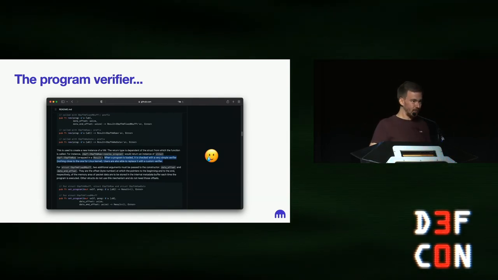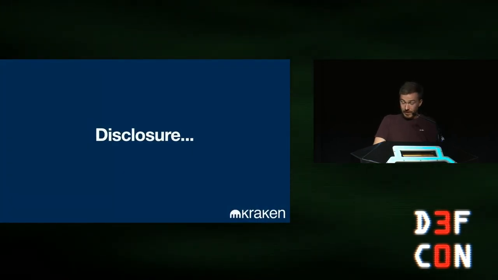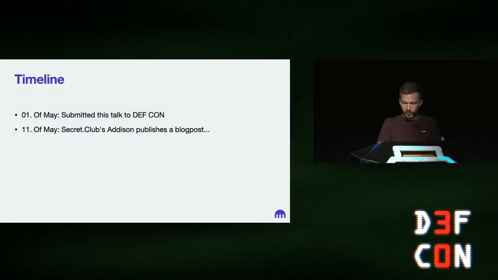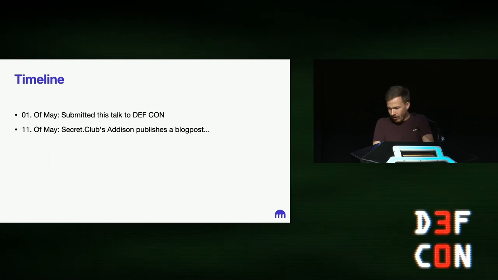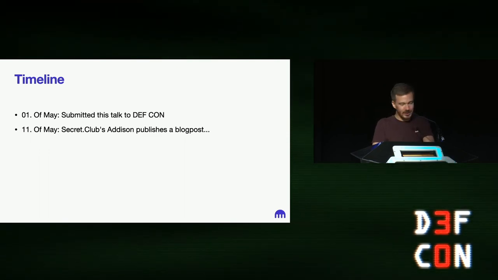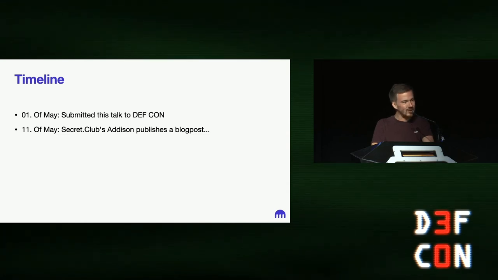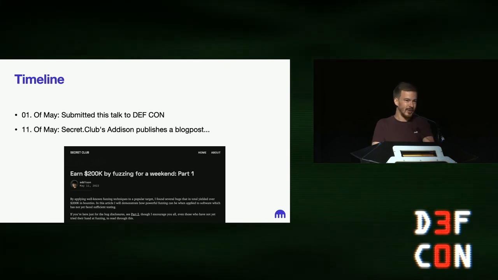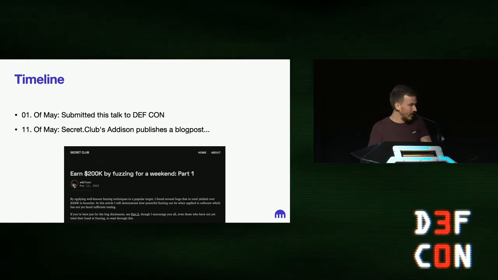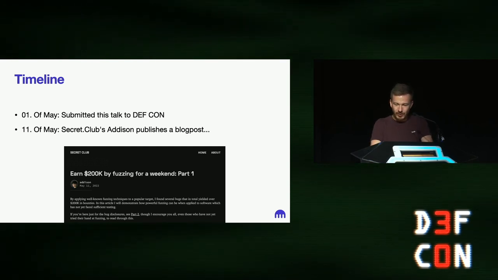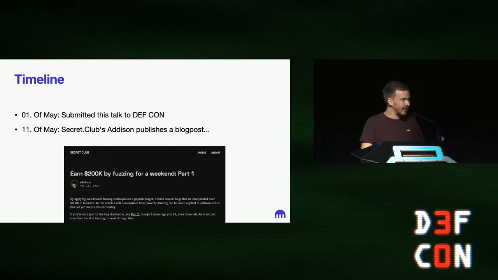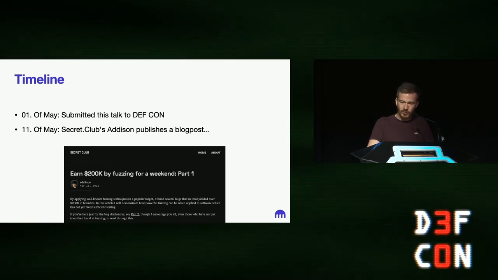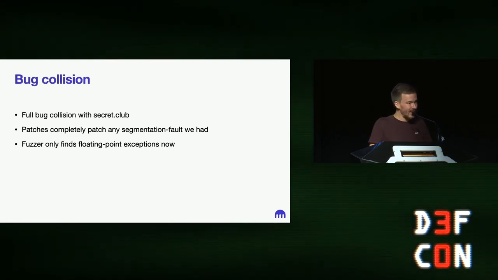And so we still needed to go through disclosure. We submitted this talk early in the year, started disclosure and so on, and on the 1st of May, we submitted to DEF CON. On the 11th of May, we got an email from the DEF CON review board saying, hey, is this your blog post? It turns out that Edison from Secret Club fuzzed exactly the same VM as we did, using a different fuzzer, and found, obviously, because it's pretty straightforward, basically the same things we found, some memory corruption vulnerabilities, and we basically had a full bug collision with Secret Club.